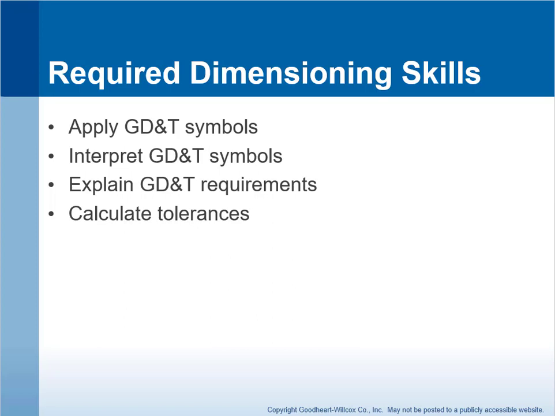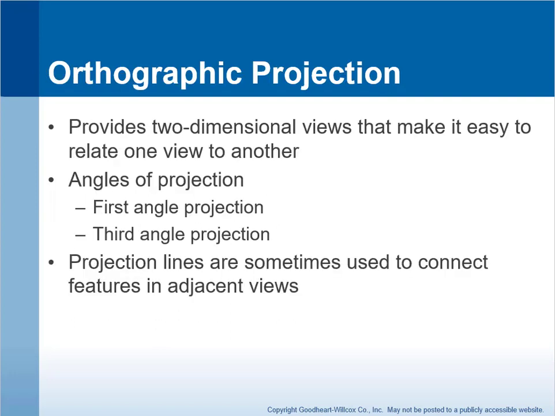So here are the skills you need for GD&T: applying the symbols, interpreting the symbols, explaining the requirements, and then calculating the tolerances. In this course, we're going to touch on all 4 of these topics. And I want to talk a little bit about orthographic projection. That's the 2-dimensional views that make it easier to relate one view to another.